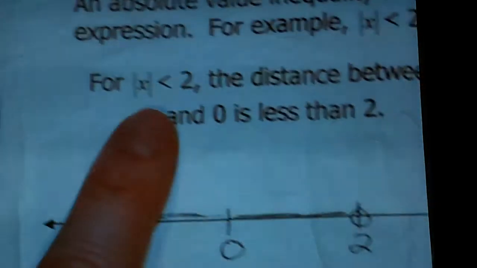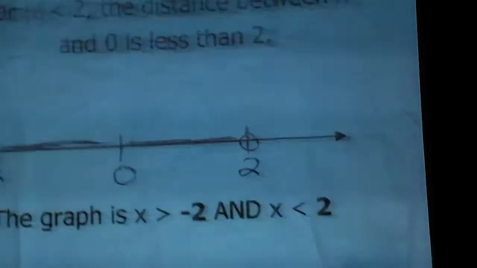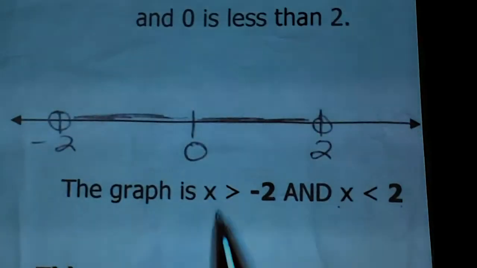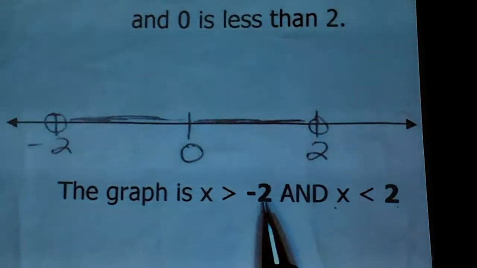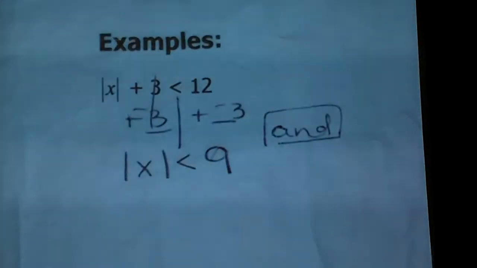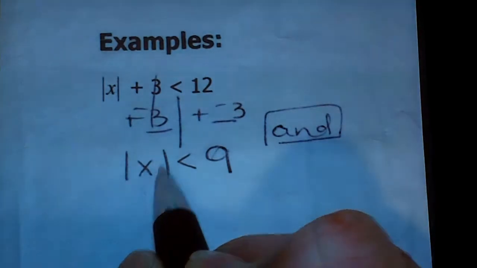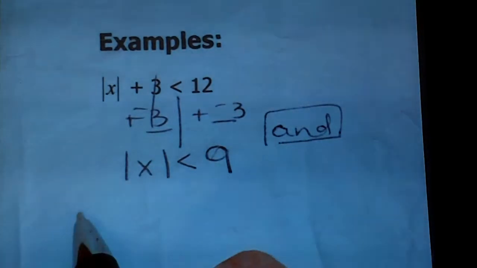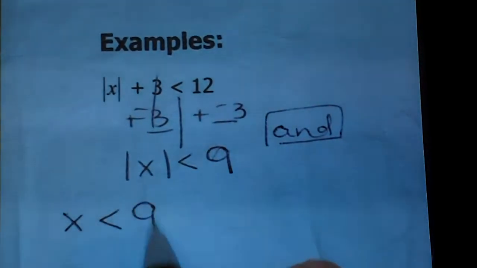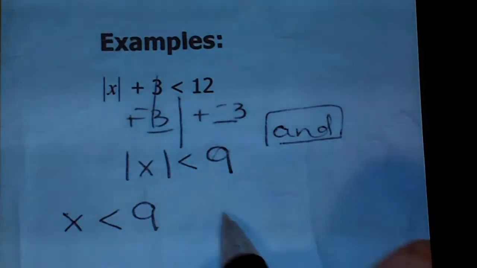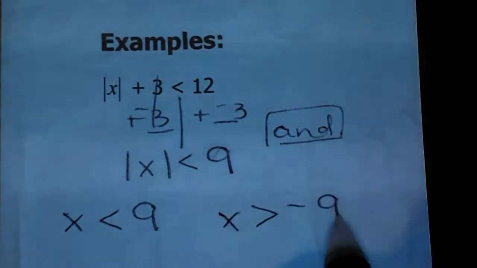Okay, so if you recall, when we did our graphs up here, when I had that x is less than 2, it ended up being that, yes, x can be less than 2, but x could also be greater than negative 2. That's what's going to happen here. So in the past, when you had the absolute value of x equals 9, didn't that mean that x could be 9 or x could be negative 9? So with this, if we say that the absolute value of x is less than 9, that means yes, x can be less than 9, but x can also be greater than negative 9.